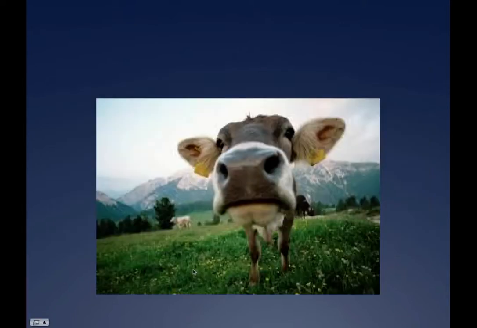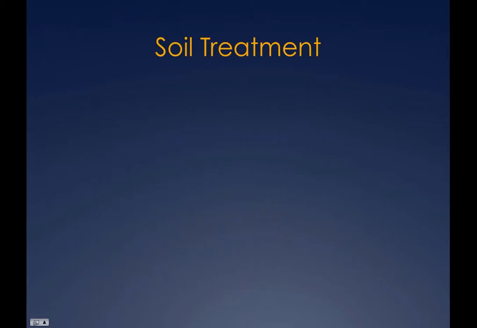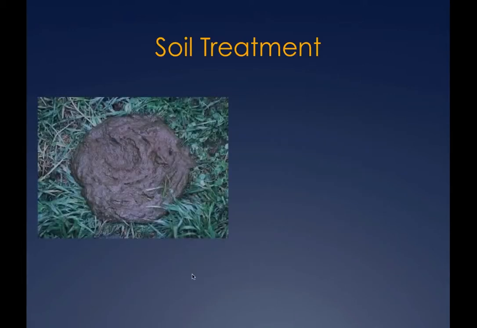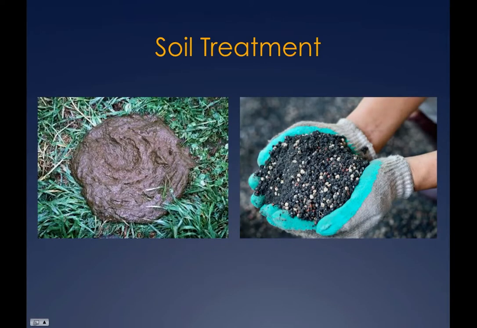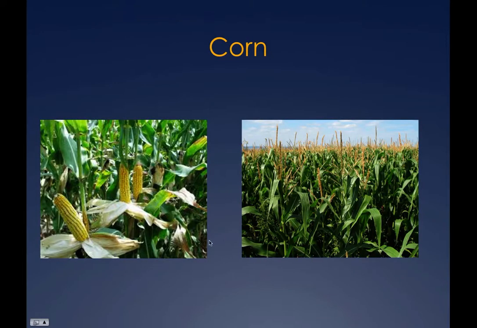So the first thing you had to do, of course, was find a cow, find a field, and of course, find some cow poop. And this will be our soil treatment. So there's some nice fresh cow poop. And here's some store-bought fertilizer. They both have nitrates and phosphates, which make plants grow well, as you know. And what they're going to test it on is going to be corn.